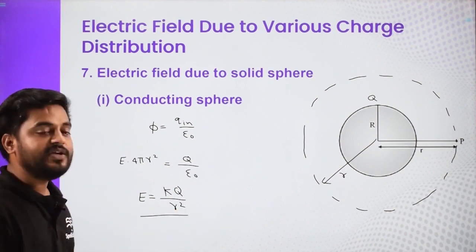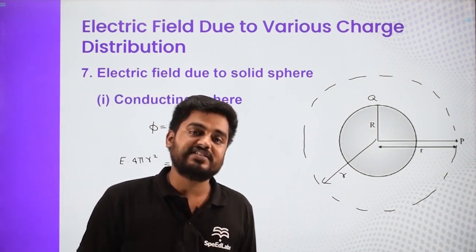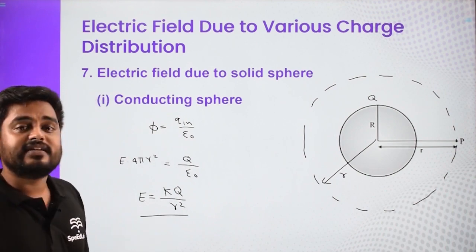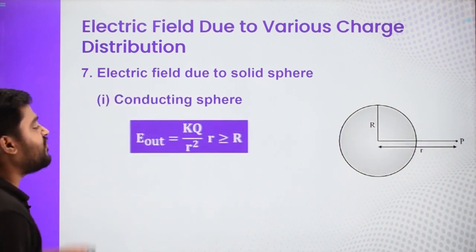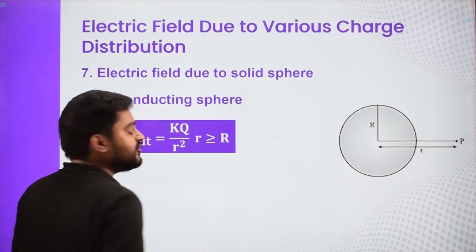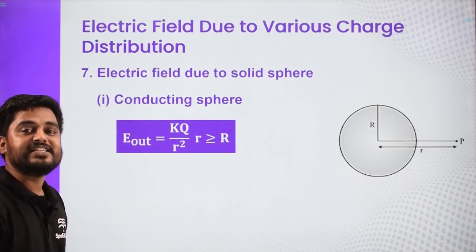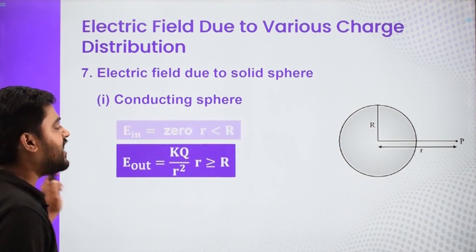So this is going to be the electric field at a point which is outside the solid conducting sphere, which is the same as for the shell also. So this is the formula which we get: E is equal to KQ by r square for a point which is situated outside. Let us have a look at both the formulas.